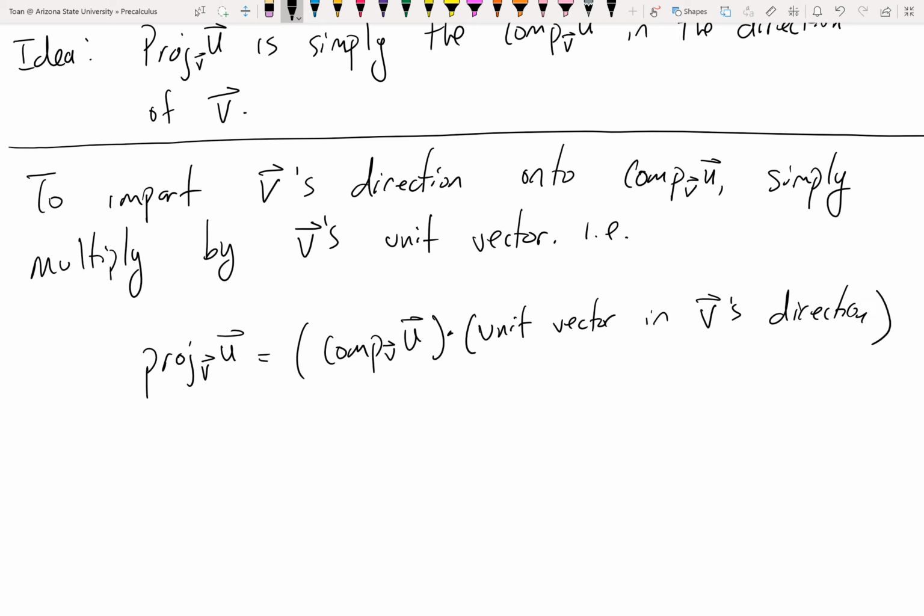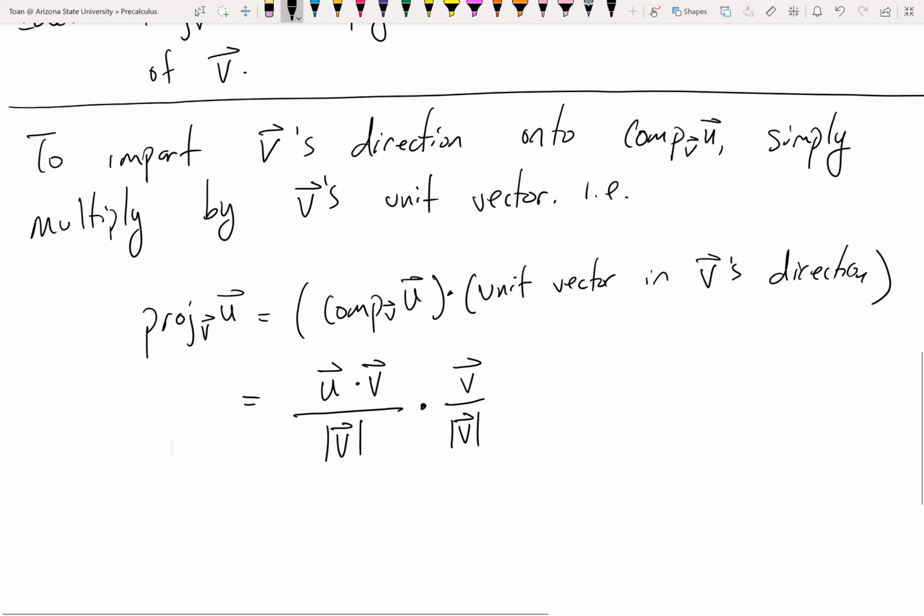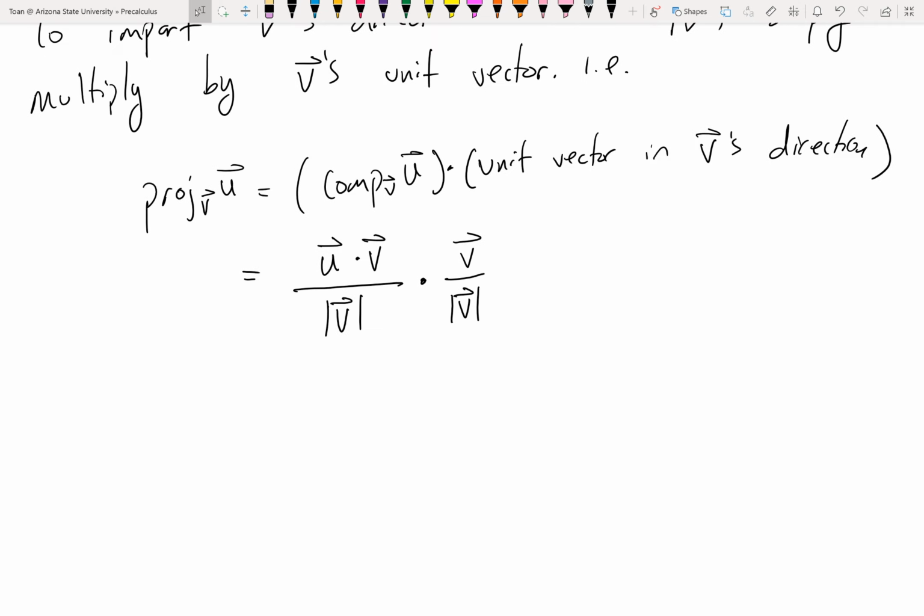Fortunately for us, we do have formulas for each component. As we discussed yesterday, the component of u along v is simply the dot product divided by the magnitude of v, times, as we discussed before, the unit vector in v's direction, which is just the vector v divided by the magnitude of v. And of course, we can multiply straight across, but here you have to be very subtle. This right here is a dot product. This right here is just regular multiplication. They're technically not the same, so we can't combine them. But we can certainly combine the denominators because it's just regular multiplication.